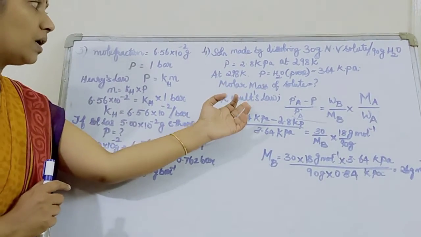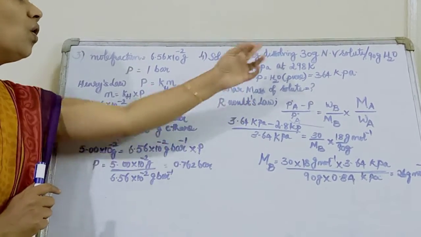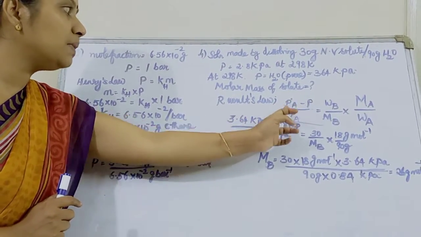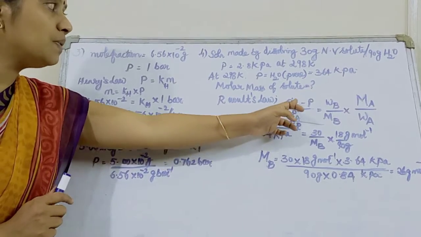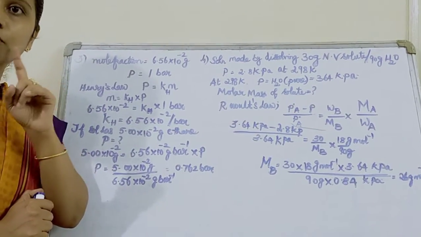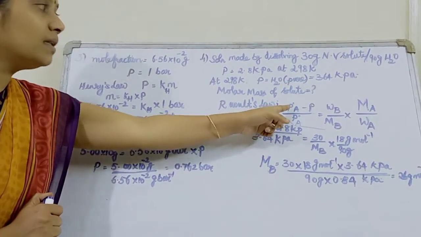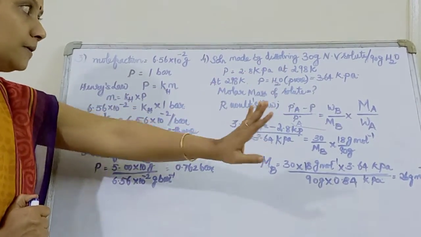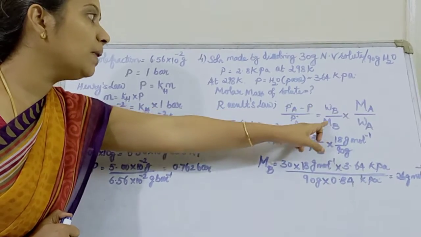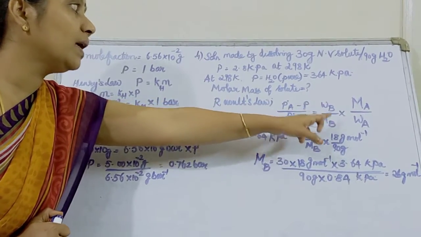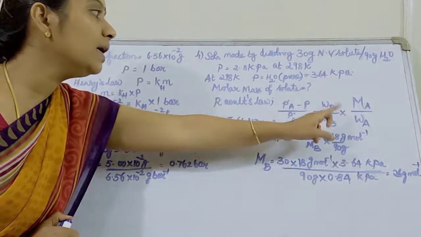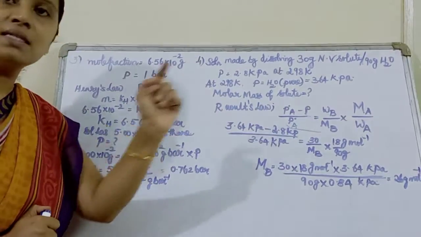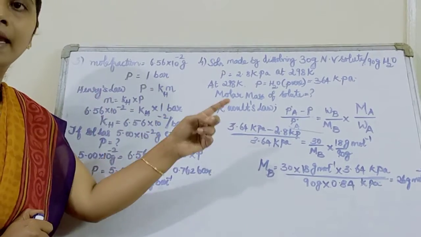We know about Raoult's law for non-volatile solutes. So what is the formula? P_A^0 minus P_A divided by P_A^0 is equal to Wb by Mb into Ma by Wa. Here P_A is the partial vapor pressure of the component, and when the superscript zero is there, it is for the pure component. What is the pure component? Pure component is water. Wb and Wa are the weights of components A and B, and Ma and Mb are the molecular weights of components A and B.